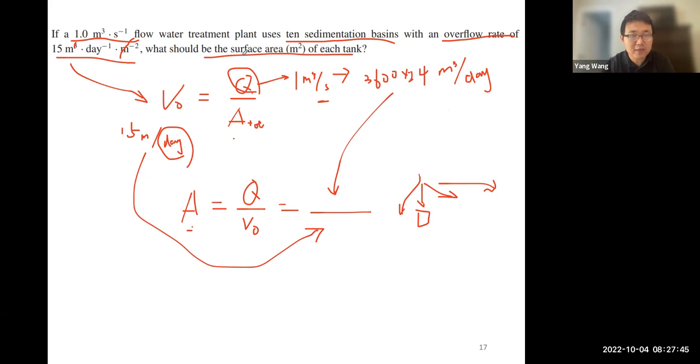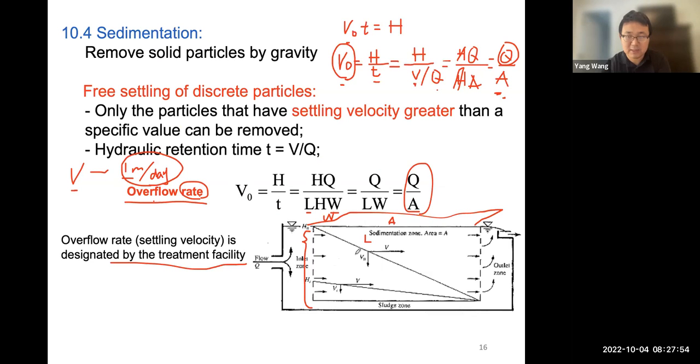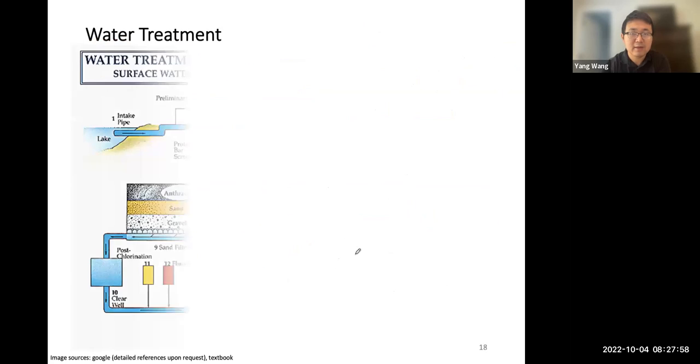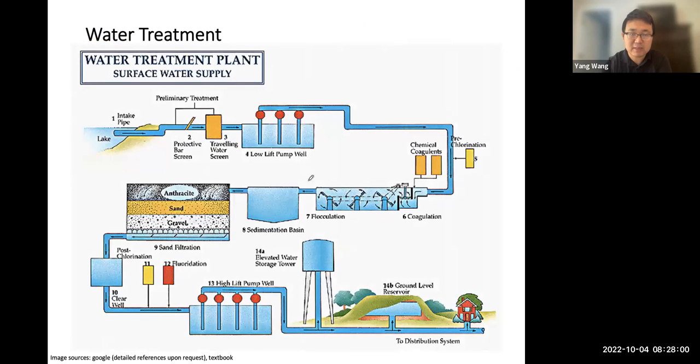The equation is quite simple. It's just three parameters, and you can do conversion from one to the other, things that we can derive just based on the settling of the particles. So that's the physics in here. After the sedimentation basin, as we said, we're only dealing with particles of a specific settling velocity. There are particles that have a slower or smaller settling velocity, so these particles will go through the sand filtration system.